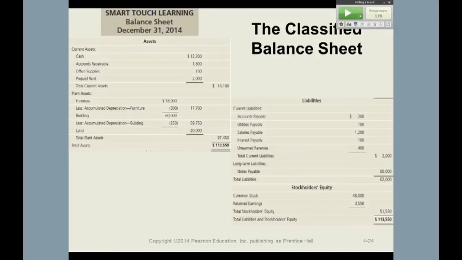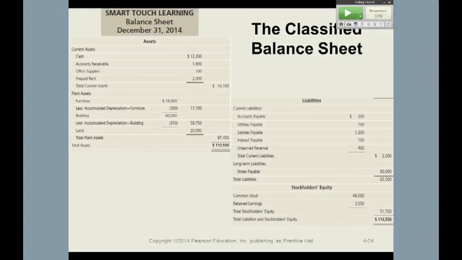This is classified now. Liabilities are first current and long-term. Current liabilities are accounts payable, notes payable, etc. Interest payable. Long-term liabilities include your notes payable. Then, of course, in the equity section, you always list the common stock before the retained earnings. So again, this is an account form. It's got the assets on the left, liabilities and equity on the right. If it was the report form, they would be stacked.